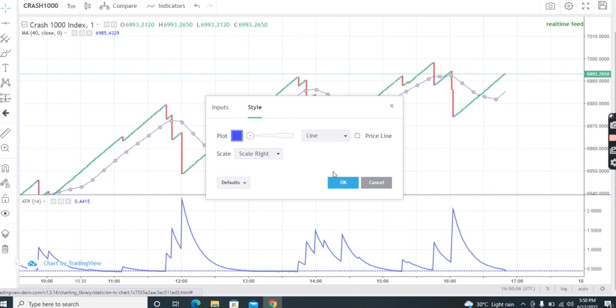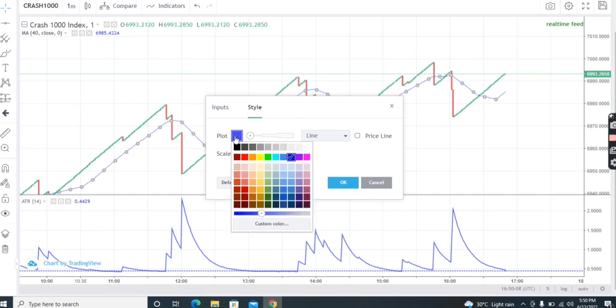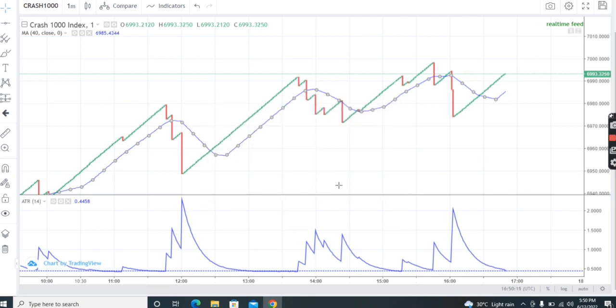For the style, let's also give this a blue color. Then you click OK. So this is our moving average, guys. So we are using a moving average and an ATR for this strategy.